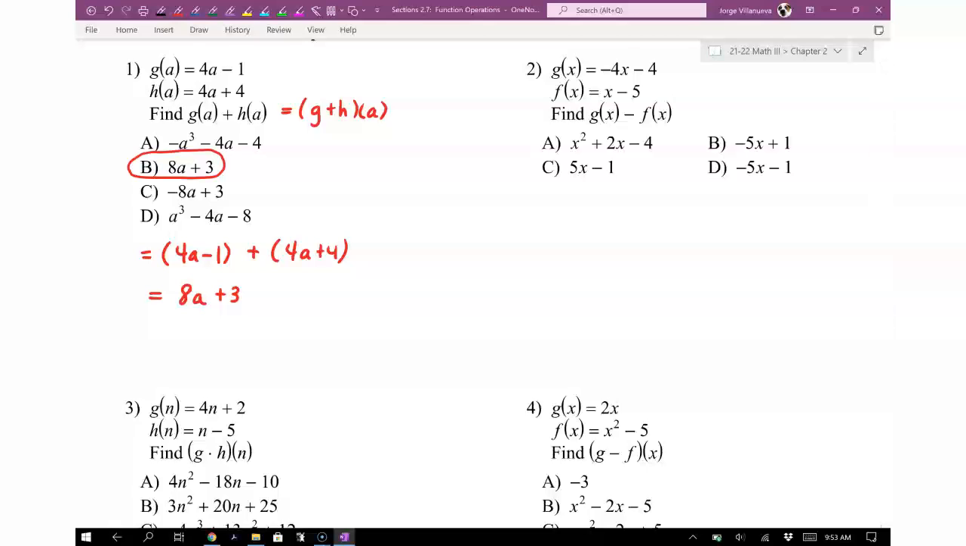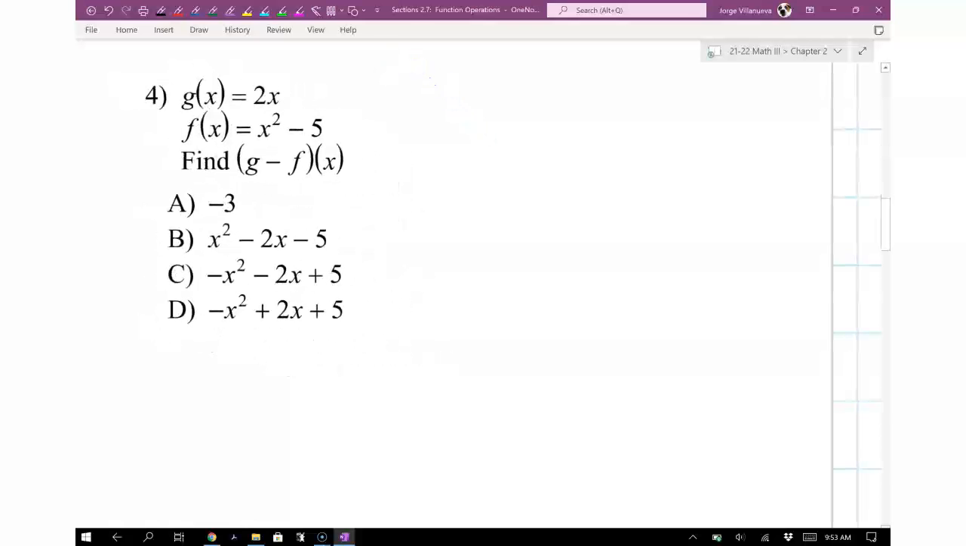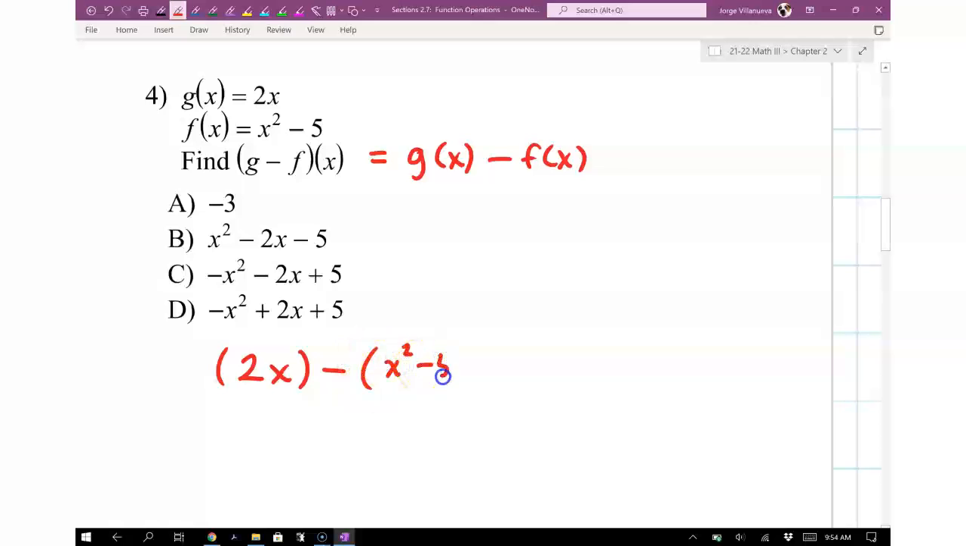Now, like I said, let's look at question number 4, because that one's put together in the way they gave you the definitions. Notice how that says G minus F of X. So G minus F of X means G of X minus F of X. So I'm just going to write down G of X and then subtract F of X. So here we go. What's my G of X? According to the problem, 2x, thank you. So 2x minus, what's my F of X? All right, x squared minus 5, thank you.